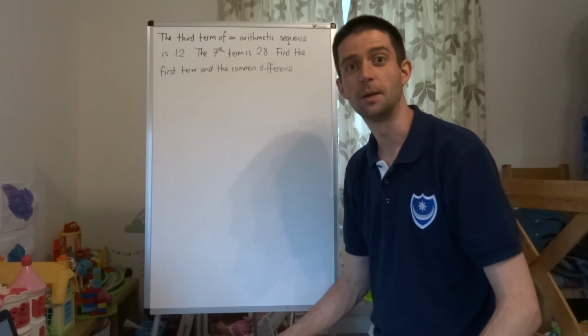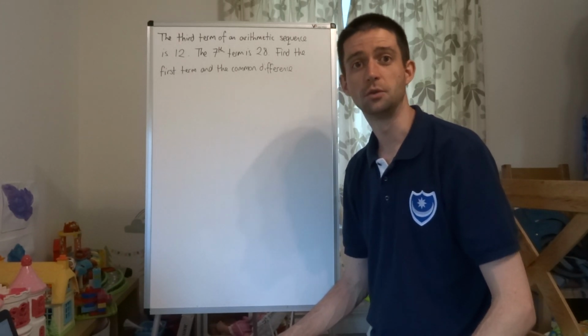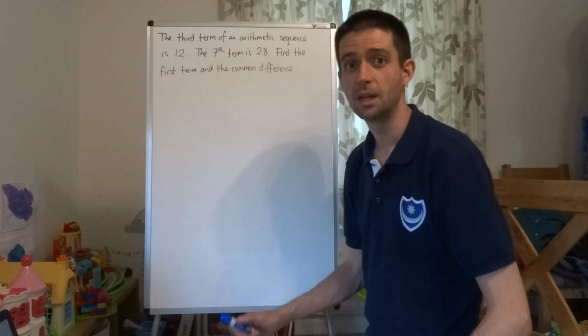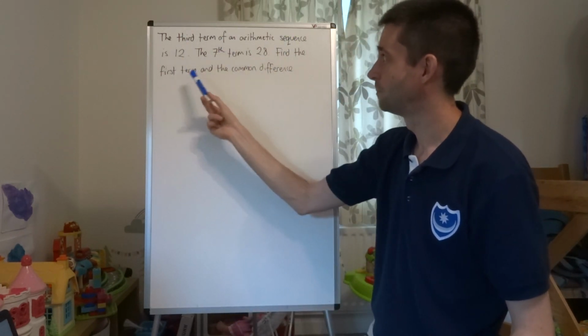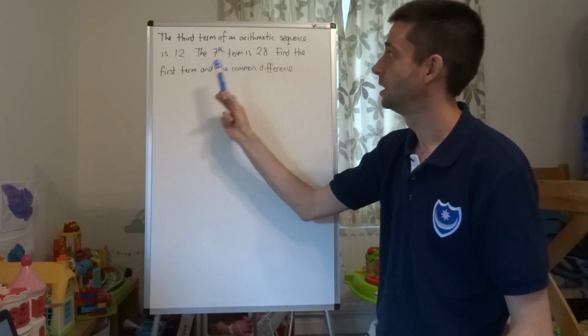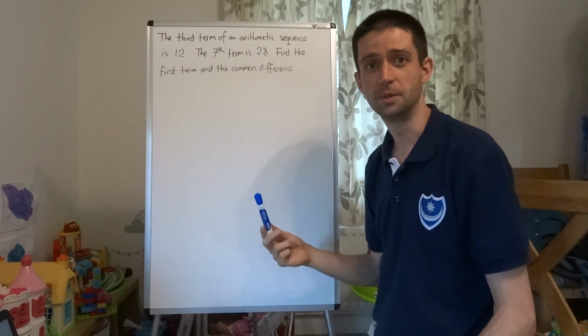This is part 3 of the lesson on arithmetic sequences, and in this video I'll be looking at how to find the first term and the common difference if you know two terms in the sequence. So here we go. The third term of an arithmetic sequence is 12, and the seventh term is 28. Find the first term and the common difference.